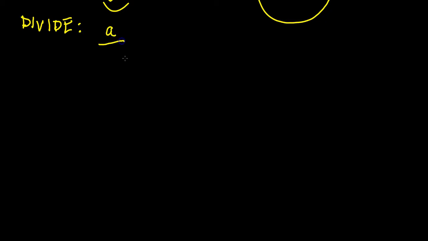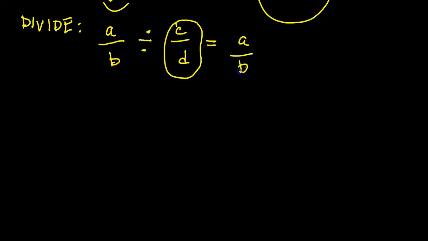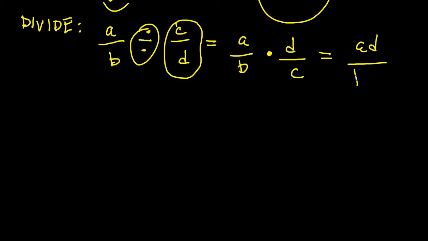Well, maybe you've heard the phrase keep, change, flip. In my day, we called it invert and multiply. If you're dividing fractions, well, if you invert the divisor fraction, you can turn it into a multiplication problem just like before. So I'll do that. I'll keep A over B. I'll change the division sign to a multiplication sign and flip or invert the divisor fraction and then simplify as needed. So keep, change, flip, invert, and multiply.